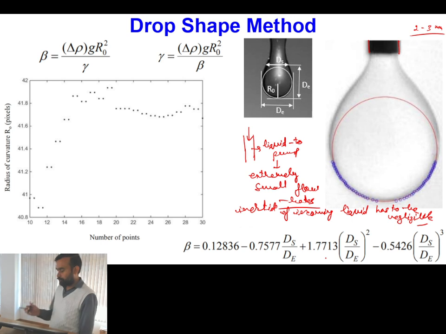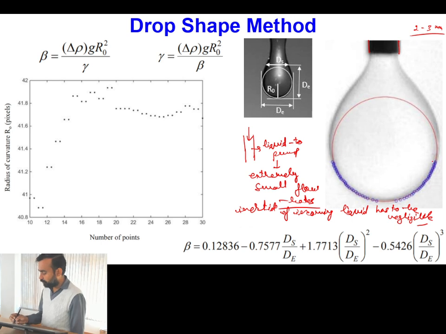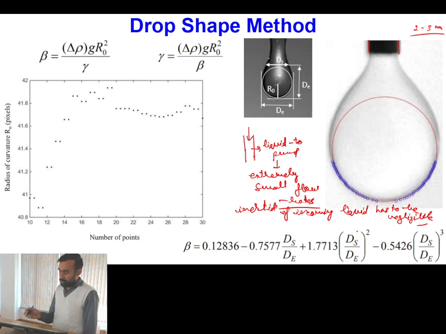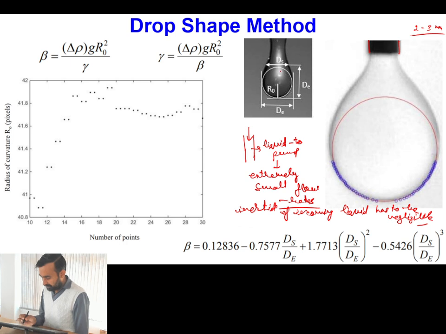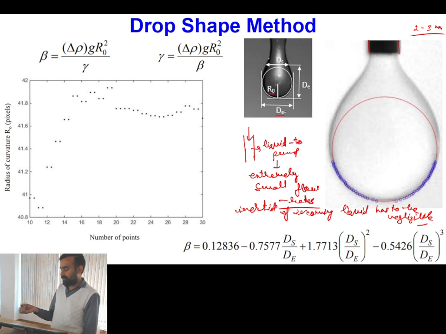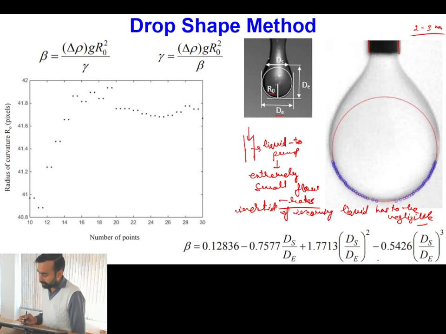By covering the maximum number of points, I fit the circle of maximum radius which is tangent to most of the drop. Once I have fitted this type of circle, I can define its different dimensions. One is the radius R naught, the other is DE, the equivalent diameter. Of course, it will be 2 times R naught.